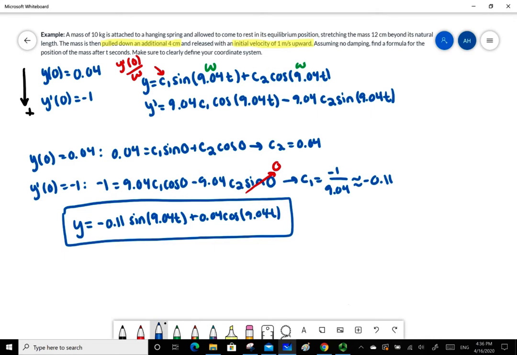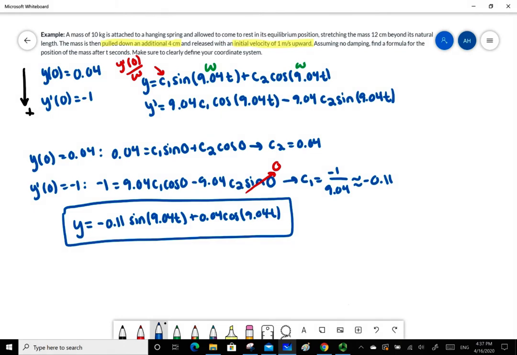9.04t. We could stop here, but if we could write our solution as a single trig function, we would be able to better understand the motion of the mass because the amplitude and phase shift would be apparent. The amplitude tells you how large the oscillations are, and the phase shift tells you whether the oscillations are ahead of or lagging behind a standard sine or cosine curve. We won't actually be super interested in that for this class.